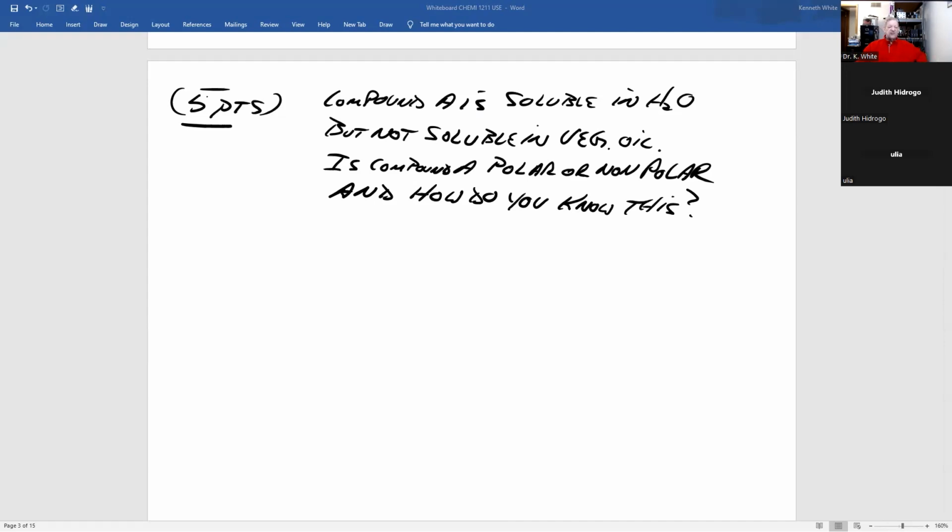Remember, like dissolves like. Water, alcohol, salts are polar. Vegetable oil, gasoline, baby oil are nonpolar. Oh my goodness, everybody's done. What do I know about compound A?